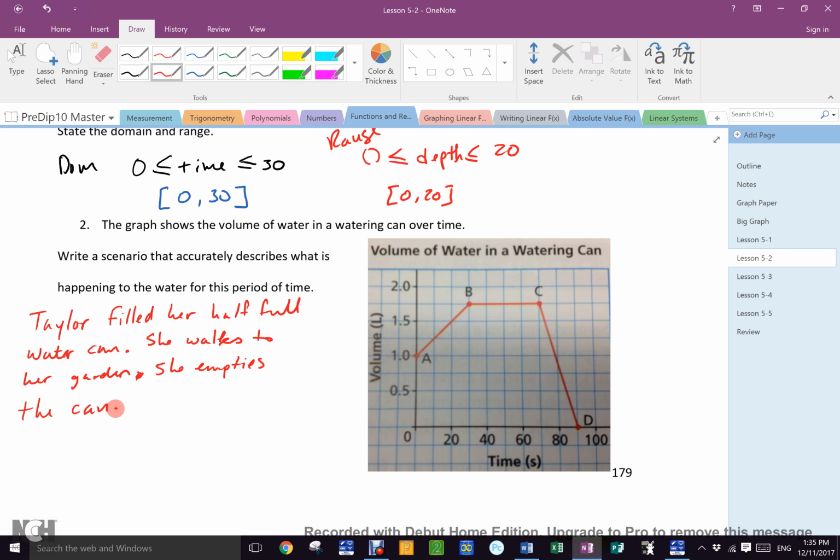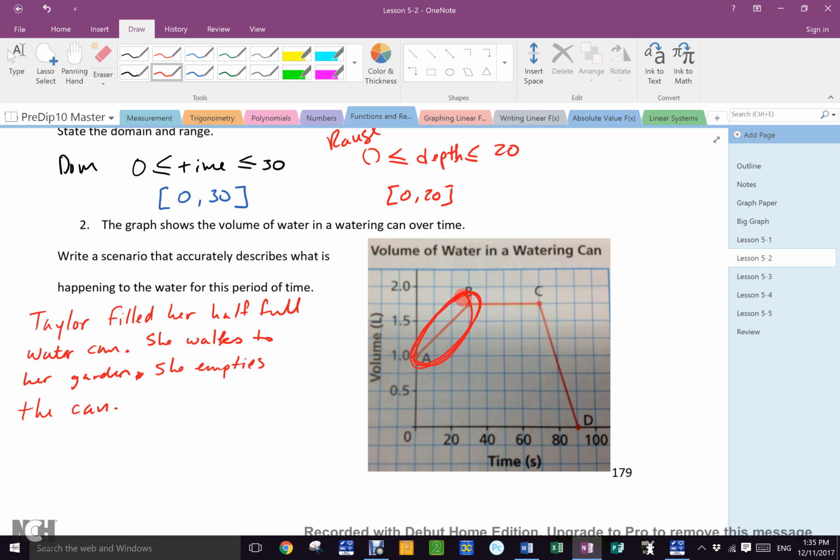Add math. Draw a mathematical picture. It would be nice if she added some math concepts. What could you say about that section other than she filled up a half full watering can? Fill up the watering can, which increases the volume. Okay. Still a 3.